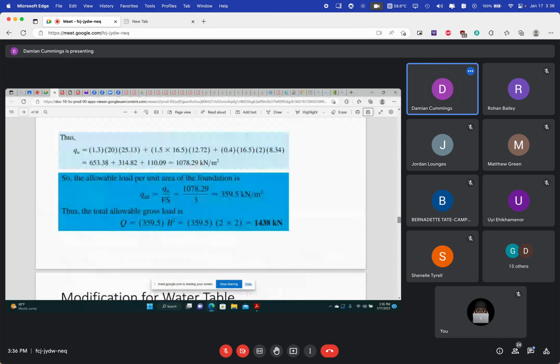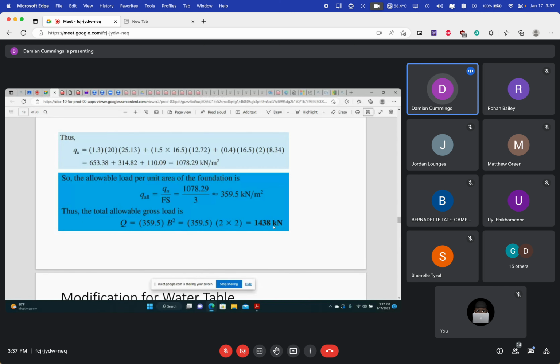Is that clear? So repeat what you said about the type of foundation, please. This is a pad foundation, right? Yes, sir. Right. And a column load, a column is sitting on the pad, which is a normal case, right?